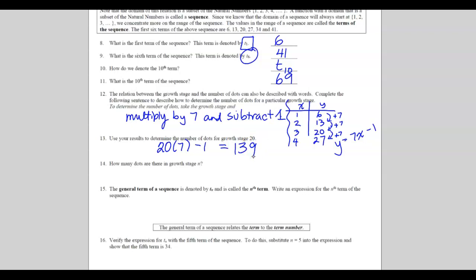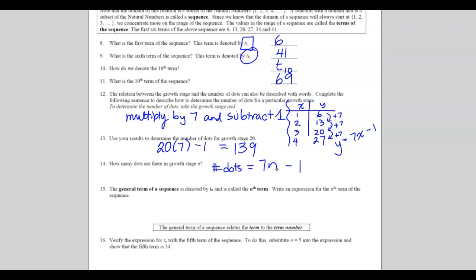So how many in growth stage n? That's your general formula. Okay, so number of dots equals 7n minus 1. That's your formula. Sorry, 7n, not 20n. Got them mixed around. Look it up here. 7n minus 1.